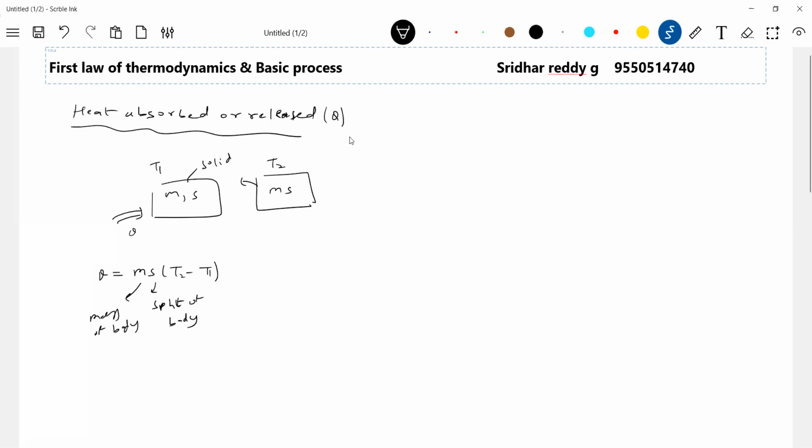Okay, fine. Similarly, let's talk about the gas. So this is some amount of gas. It has a mass, molecular mass, and specific heat. It is initially at temperature T1. I'll supply heat. Then what will happen to the temperature of the gas here?